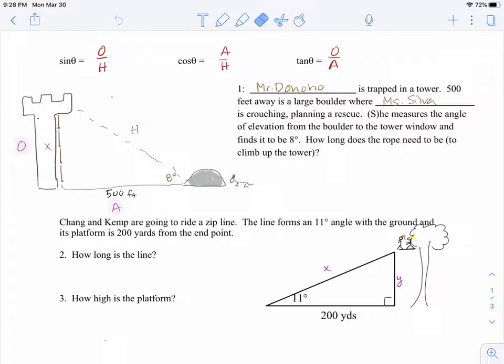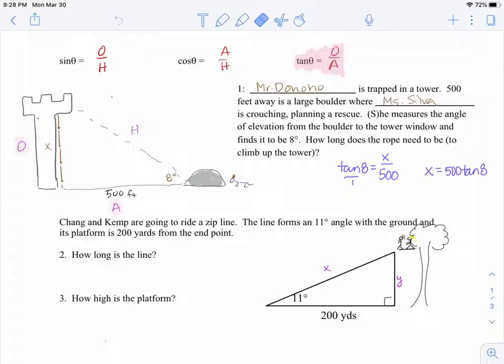So if we take a look up here, we can see that that is the tangent ratio. So we're going to use tangent to solve this. We're going to write tangent theta, which is 8, equals opposite x over adjacent 500. Now you may remember from the previous page that this is going to be a multiplication problem. But in case you forgot, you can always put this over 1 and just cross multiply. And we're going to get that x equals 500 times tangent 8.